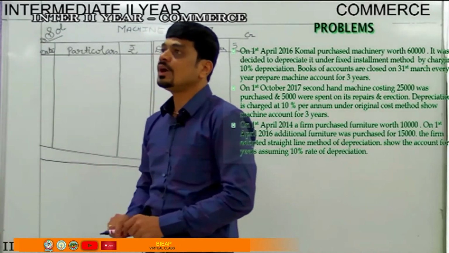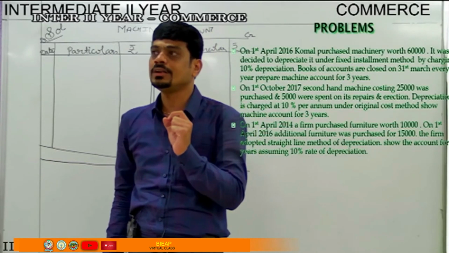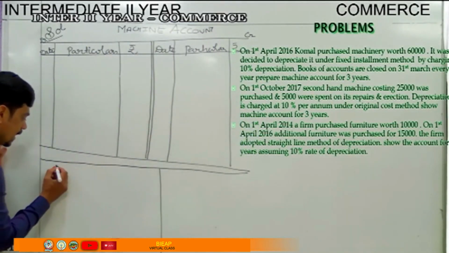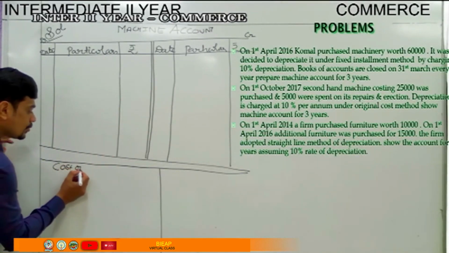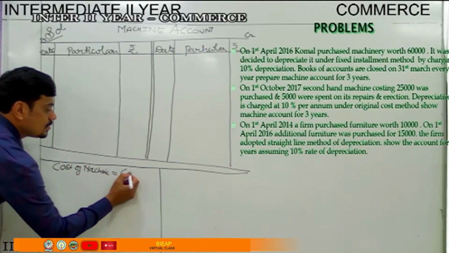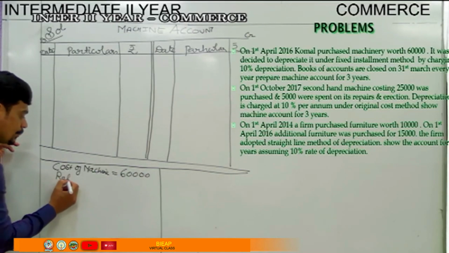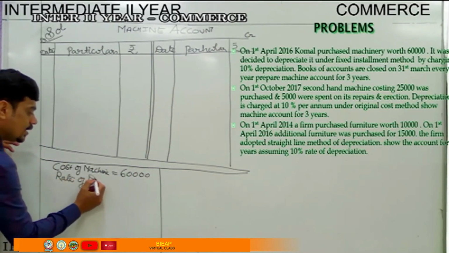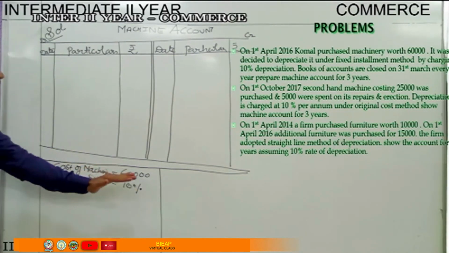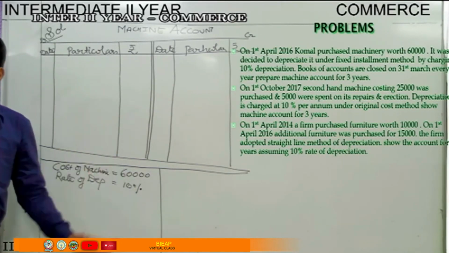So the question says, we bought the machine on 1st April. For how much did we buy? 60,000. So first come to working notes and write here cost of machine. How much is cost of machine? 60,000. Then what is the rate of depreciation they gave? You write that. Rate of depreciation 10%. This will solve most of your problem while doing the solution.